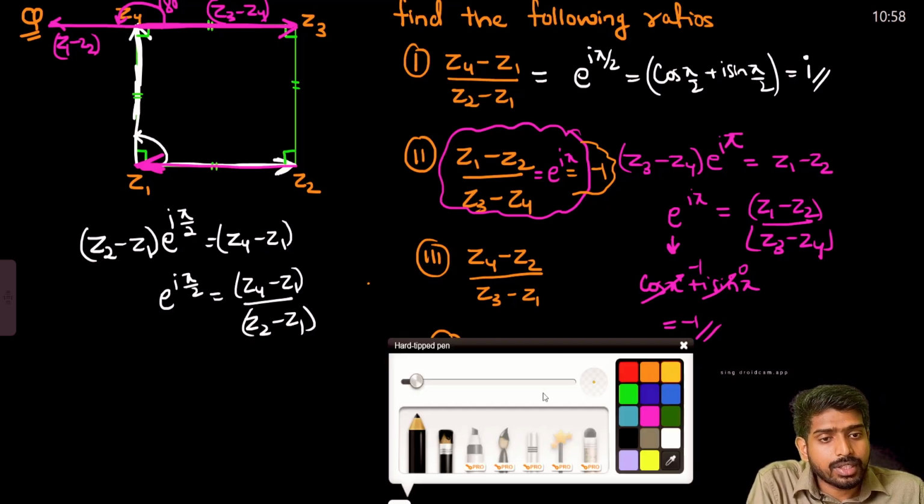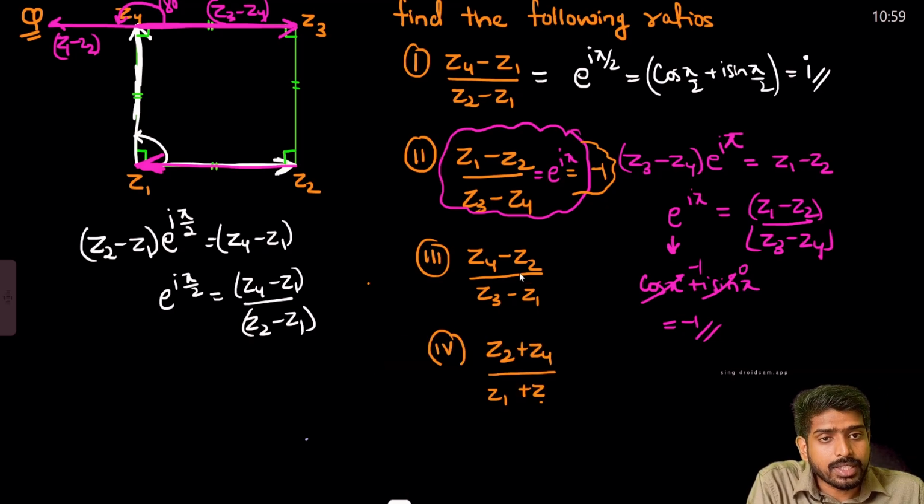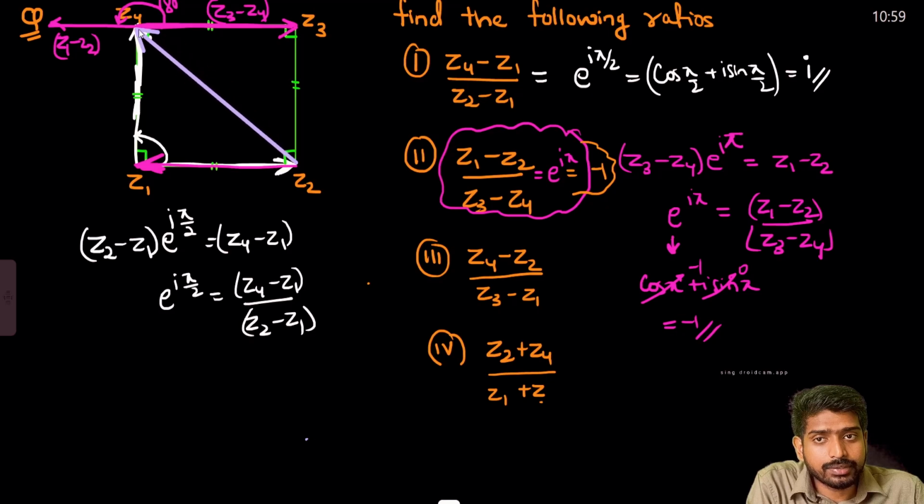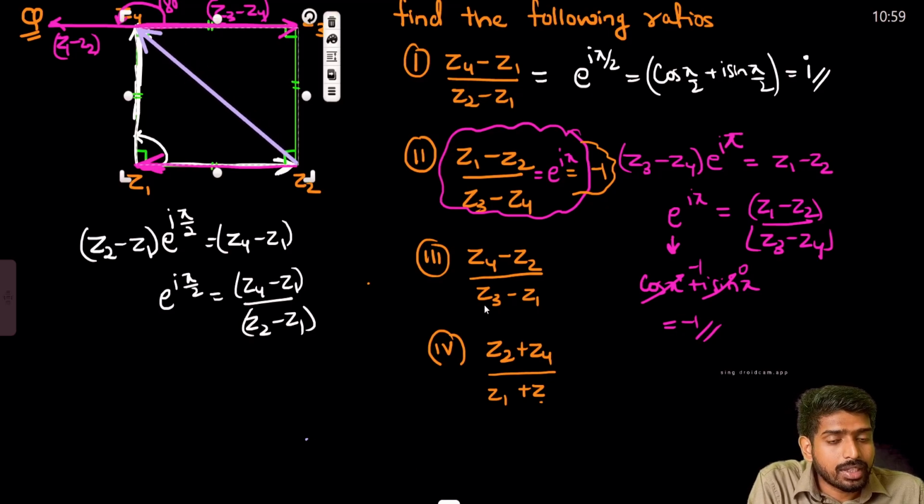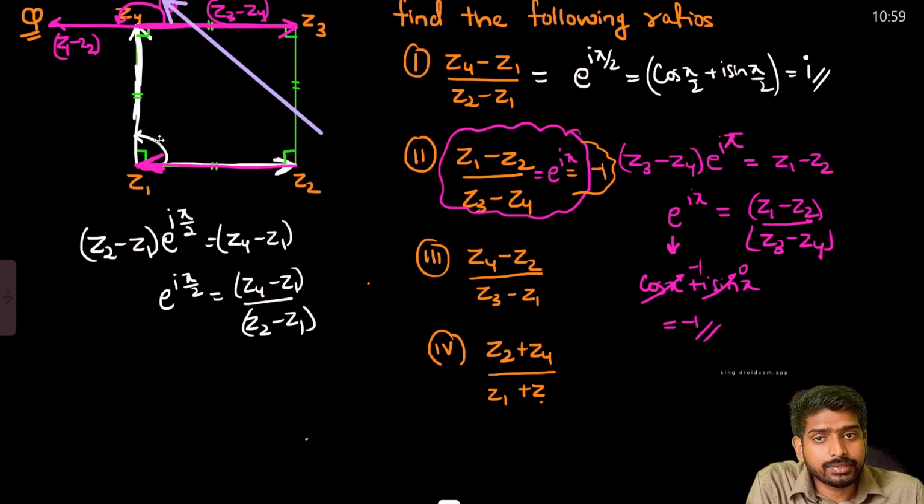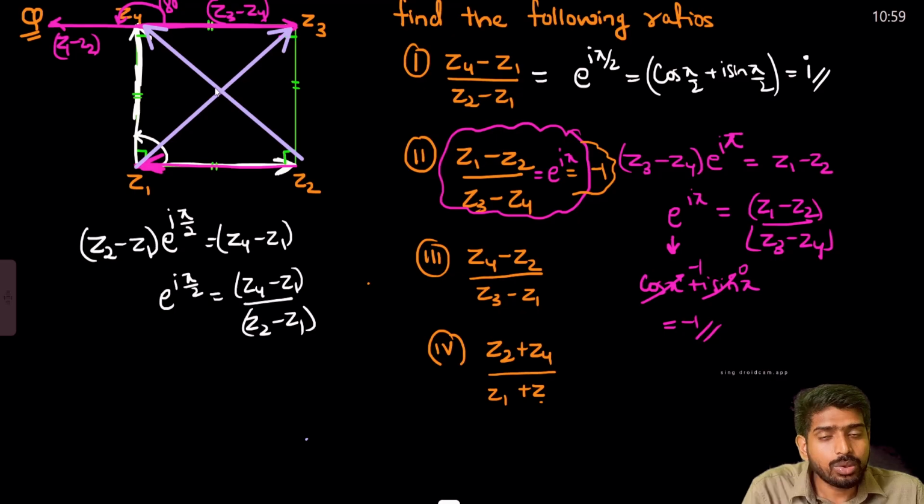Now next one, they asked for z4 minus z2. Where is z4 minus z2? This is my z4 minus z2 vector. Now next, another vector is z3 minus z1. Z3 minus z1 is this vector. So how do we get these vectors?